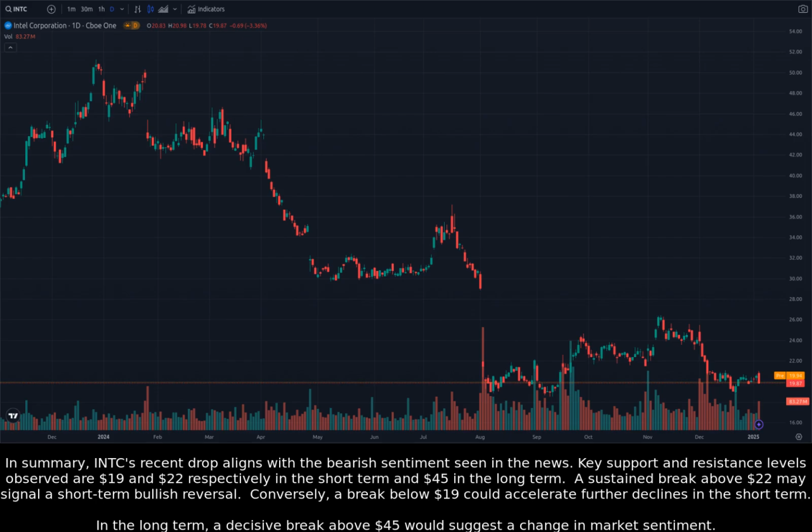In summary, INTC's recent drop aligns with the bearish sentiment seen in the news. Key support and resistance levels observed are $19 and $22 respectively in the short term and $45 in the long term. A sustained break above $22 may signal a short-term bullish reversal. Conversely, a break below $19 could accelerate further declines in the short term. In the long term, a decisive break above $45 would suggest a change in market sentiment.